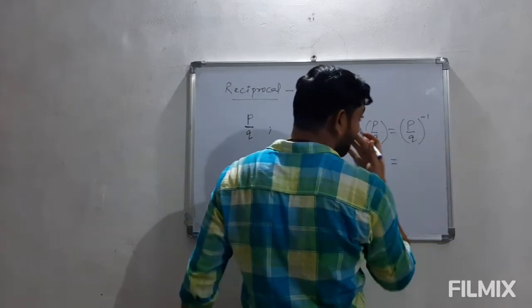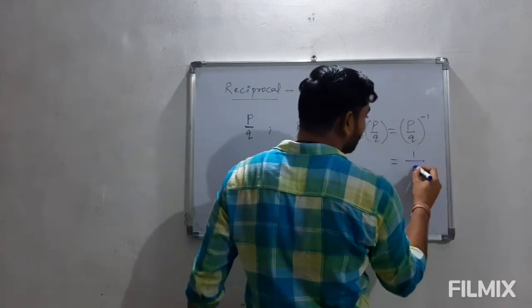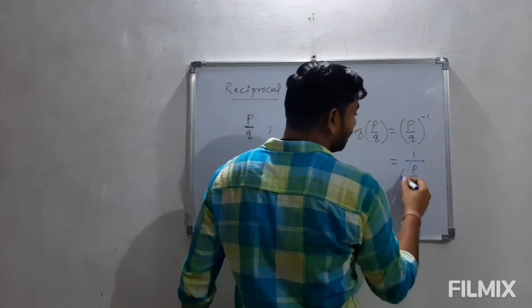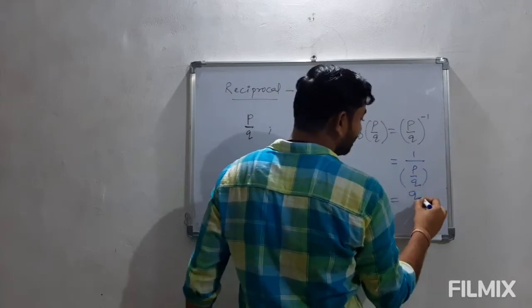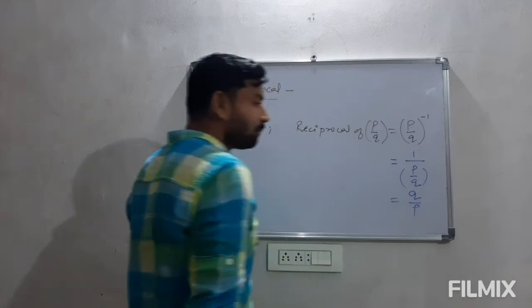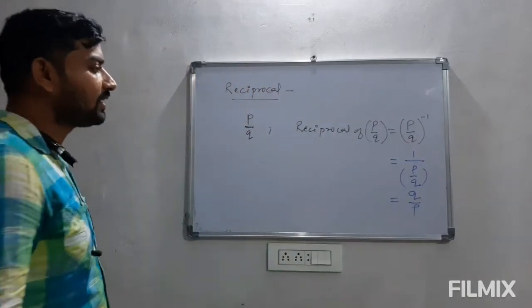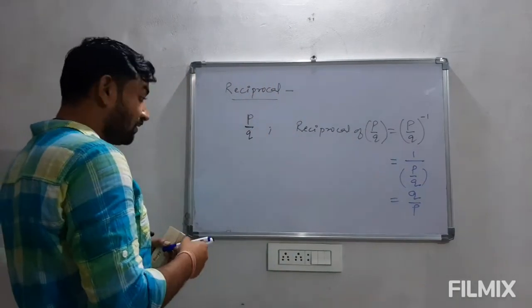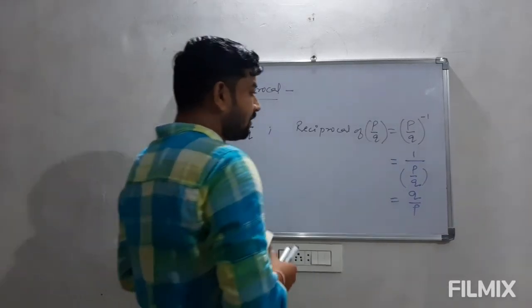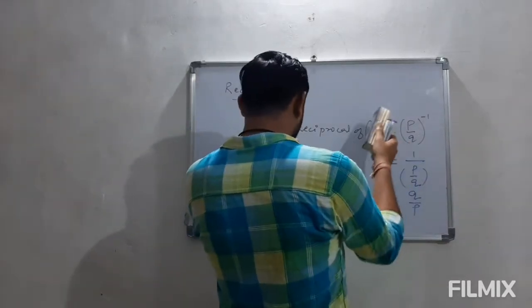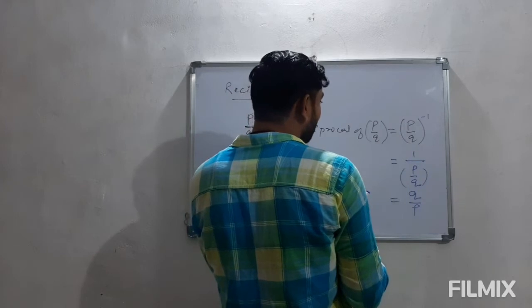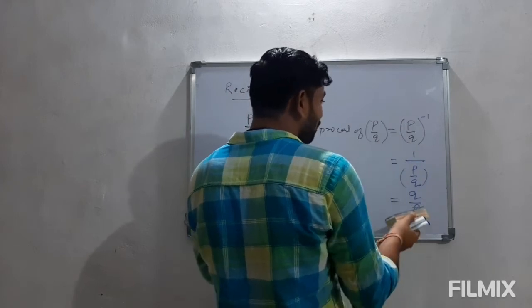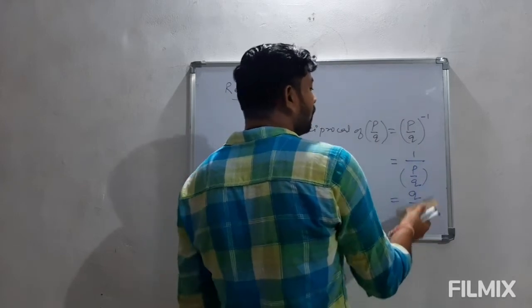Whenever we write power -1, this will go in the denominator, so this way we can write. So if we change this, we will get q by p. So this is how we get the reciprocal. The reciprocal is very simple to write. If we want to calculate the reciprocal of p upon q, then the reciprocal will come to be q upon p.